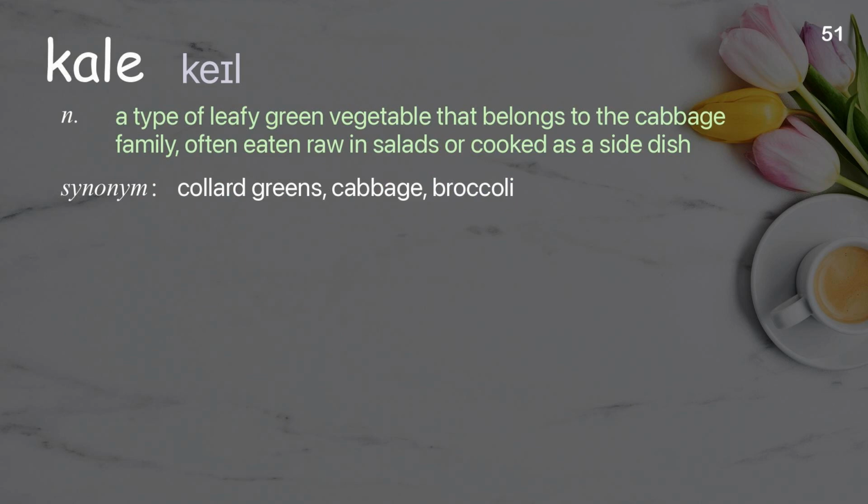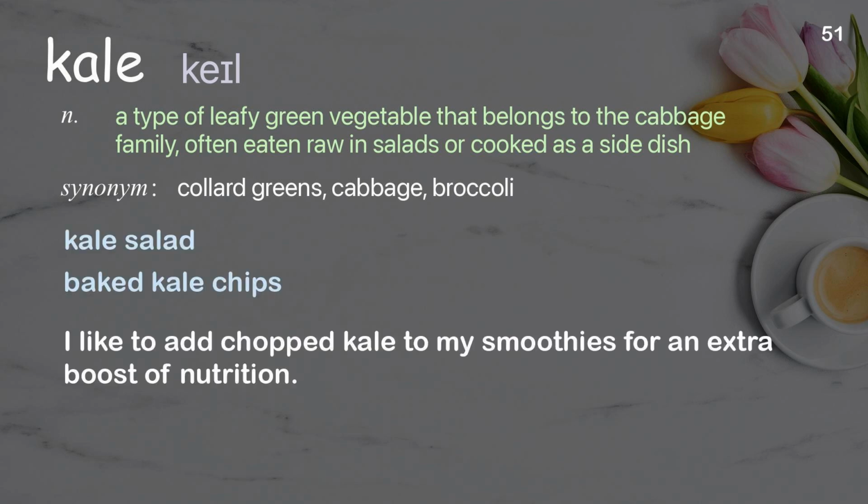Kale. A type of leafy green vegetable that belongs to the cabbage family, often eaten raw in salads or cooked as a side dish. Examples: Kale salad. Baked kale chips. I like to add chopped kale to my smoothies for an extra boost of nutrition.